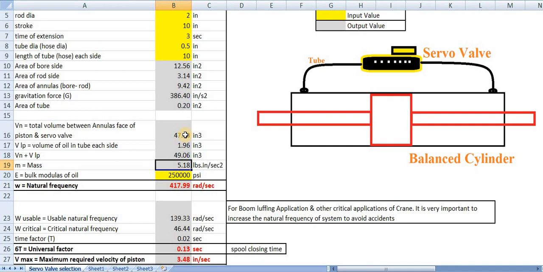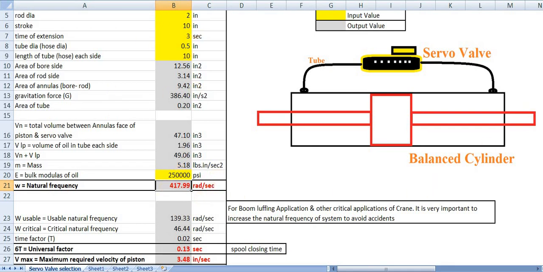So I can easily calculate the mass, and I have considered 2.5 multiplied by 10 raised to 5 psi as the bulk modulus, which you can change. In general, the hydraulic oil bulk modulus is somewhere between 2.5 and 3, but you can change it as your application demands. And W is the natural frequency. You can calculate the natural frequency by entering these parameters, and this will definitely help.